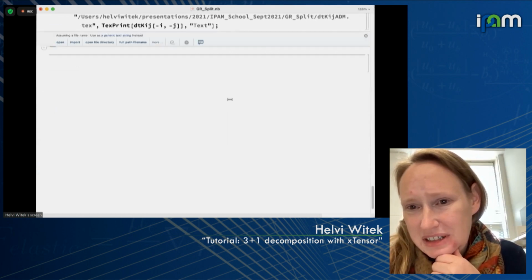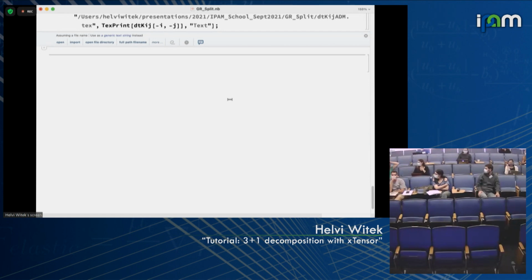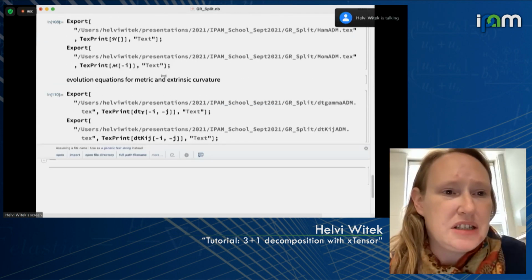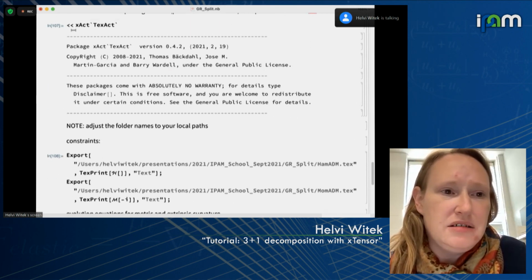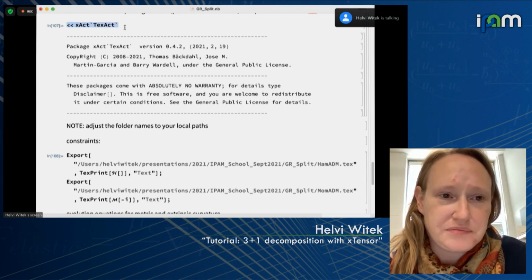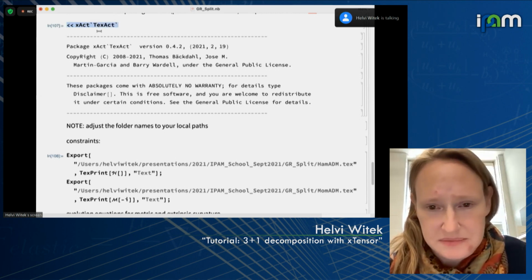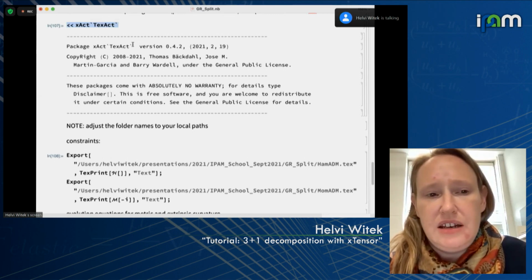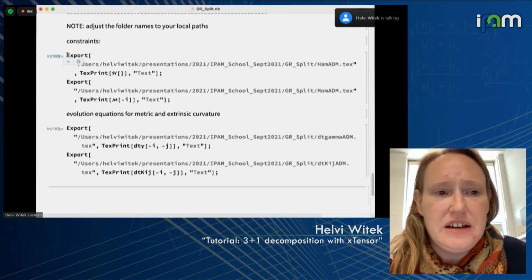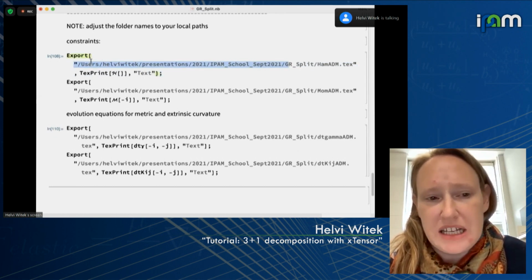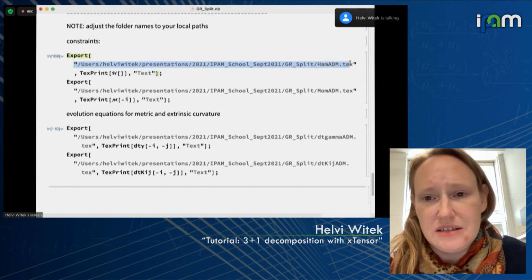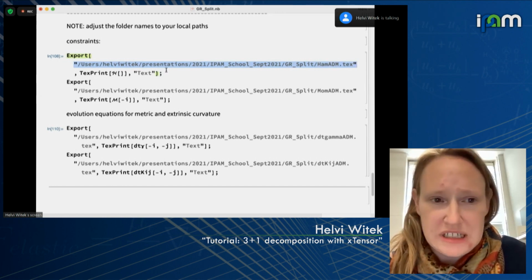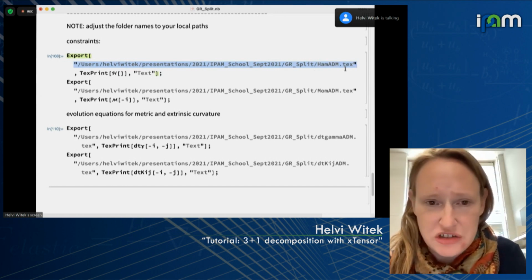Can you say again how to save it to TeX? Yeah. You can still see my screen, right? Yep. Okay. So you will load this package here, which is called xAct. Then the notation is the following. You have export, and you give the folder. In my case, this is the path where I want to have my file. So this is a file name, including the entire path, just for me to make sure that I'm in the right folder.